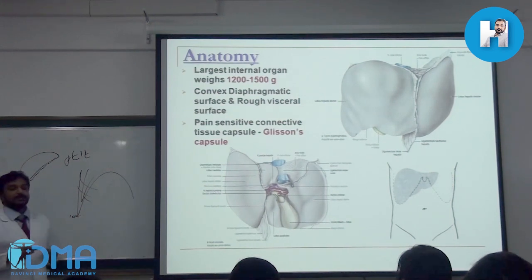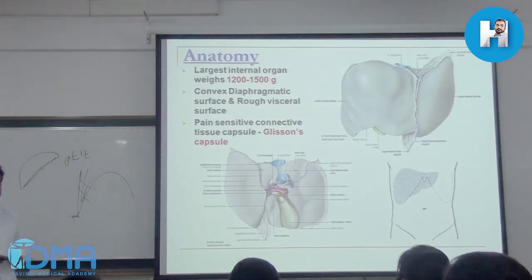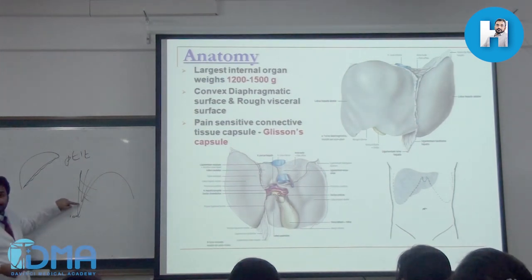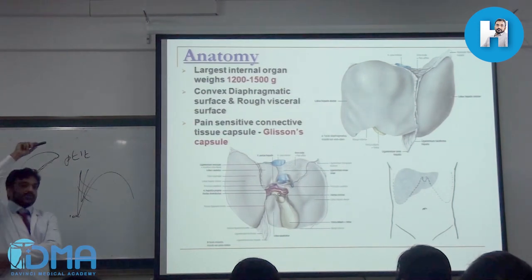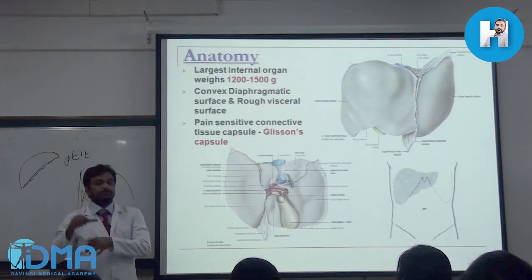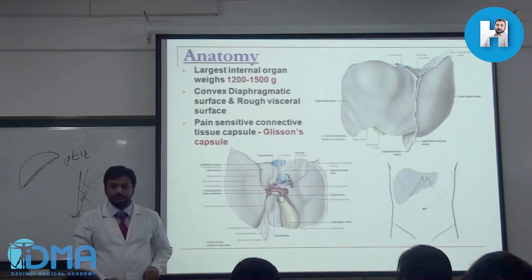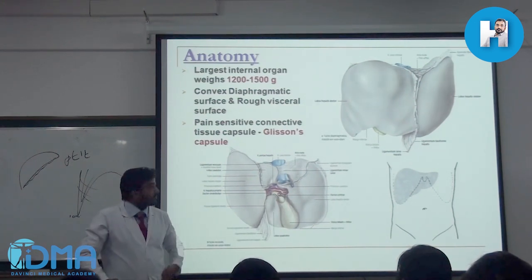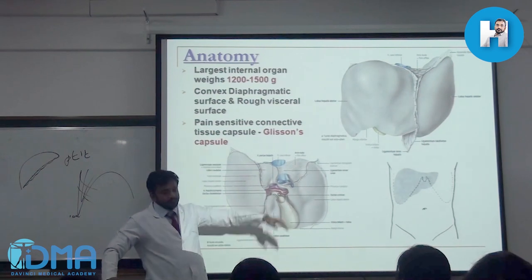So if you want to take a puncture or biopsy of the liver, then you have to do it below the 10th. Otherwise you can damage the pleura, you can enter into the pleura. That's why, along the mid-axillary line, you calculate the 10th rib and you do it one below that. Understood? So let's go.